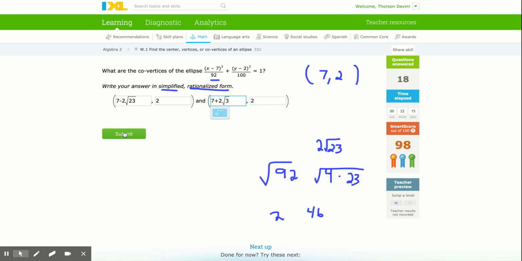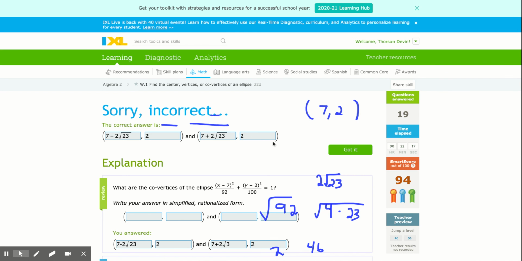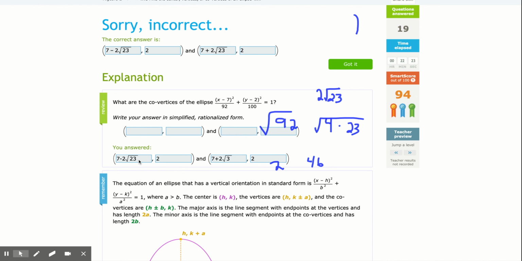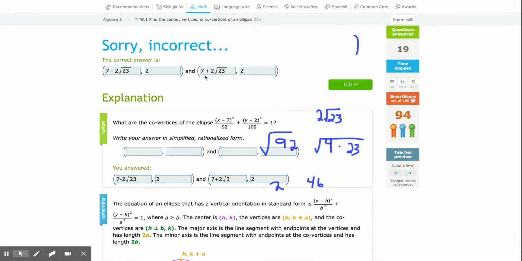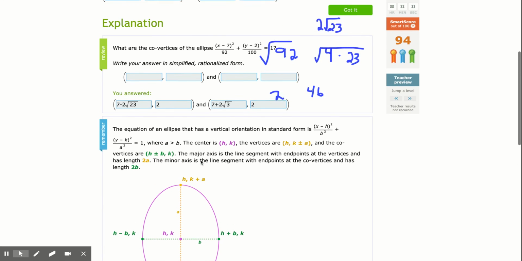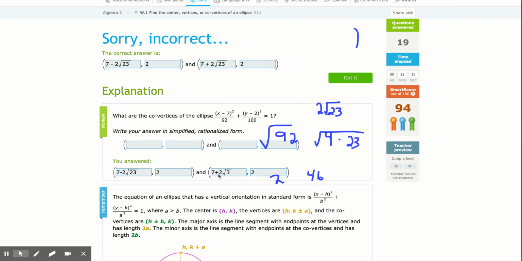Again, if you have any questions on how to do this, please bring them to class. Let's see, isn't that what I did? 7 minus 2 square roots of 23 and 2. Sorry, the correct one is 7 plus 2 square roots of 23 and 2. What did I put? 7 plus 2. Oh, I dropped the 2 right there. See where I made my mistake? So I did actually do it all right. It's just I put a 3 underneath that square root and not a 23. So I did do it correctly. I just didn't watch myself as I plugged it in. So be careful when you do that.